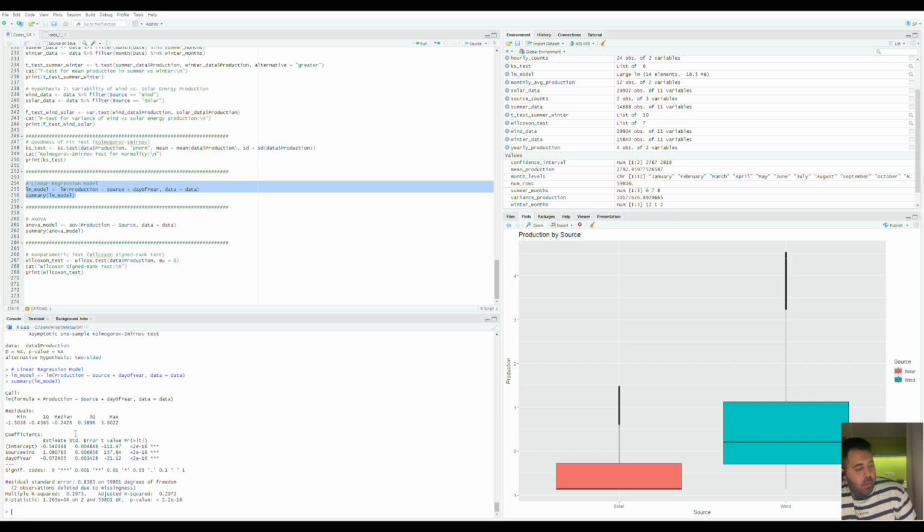Yeah, so in conclusion we can say that the linear regression model indicates that both the energy source and the day of the year significantly affect energy production. And as we can see here again, the wind production is notably higher compared to the baseline category, and production tends to decrease slightly as the year progresses.